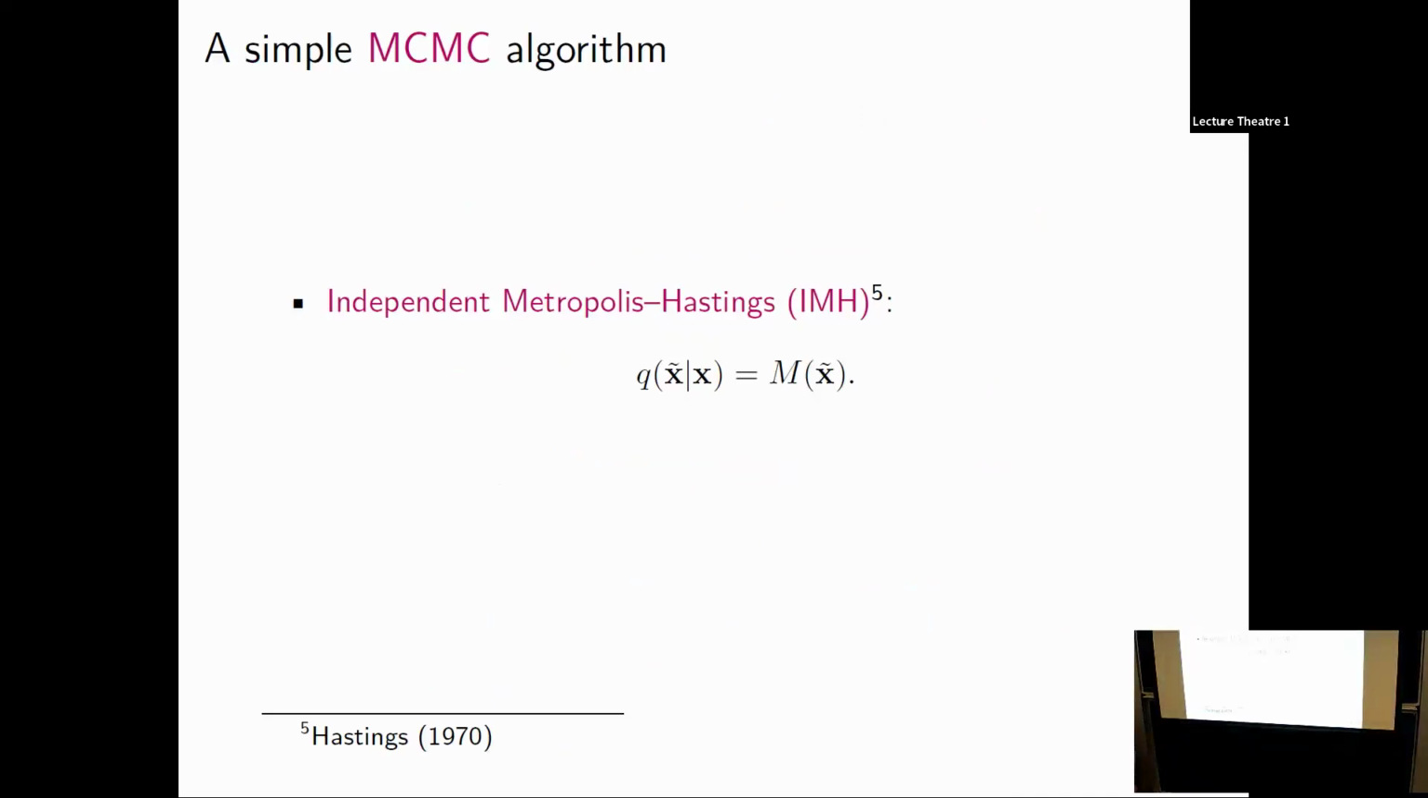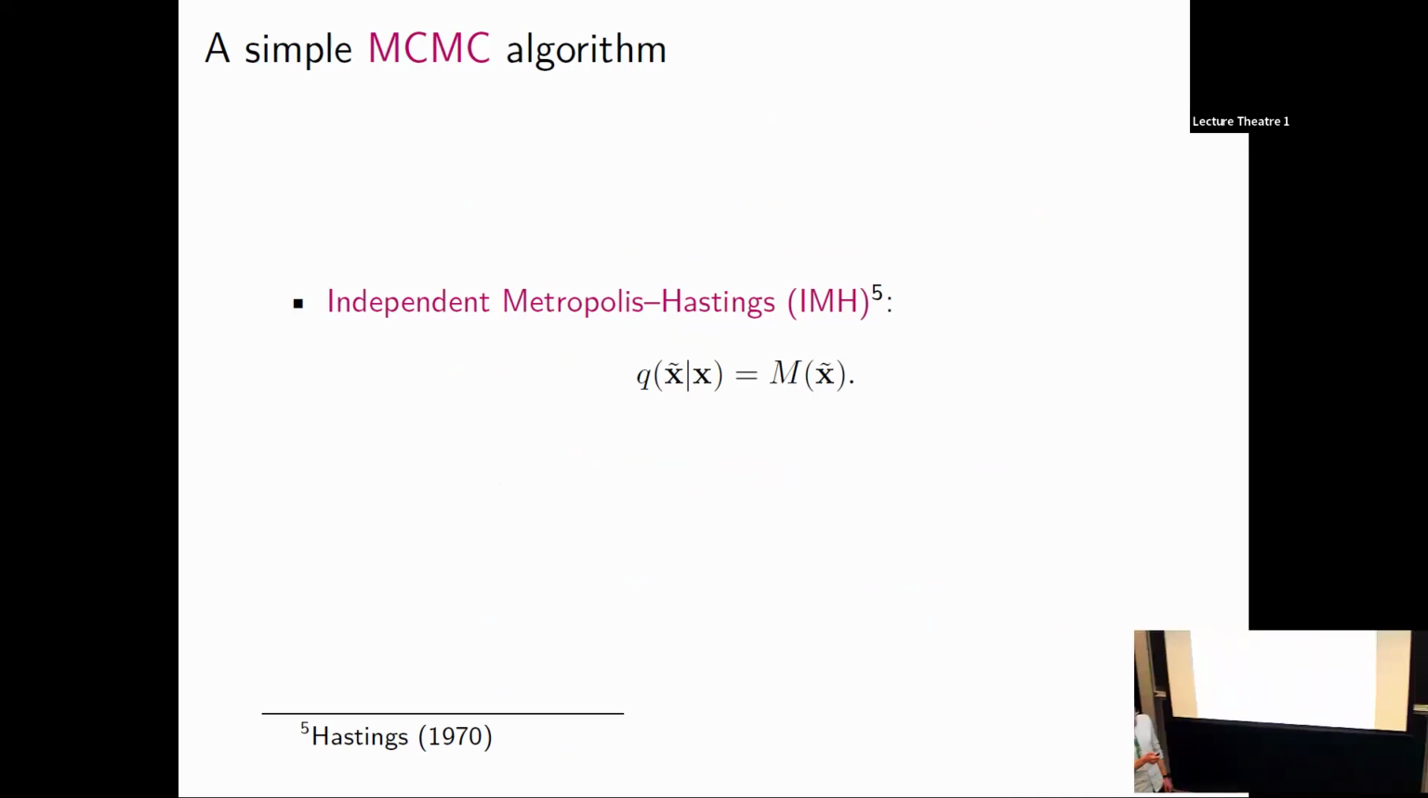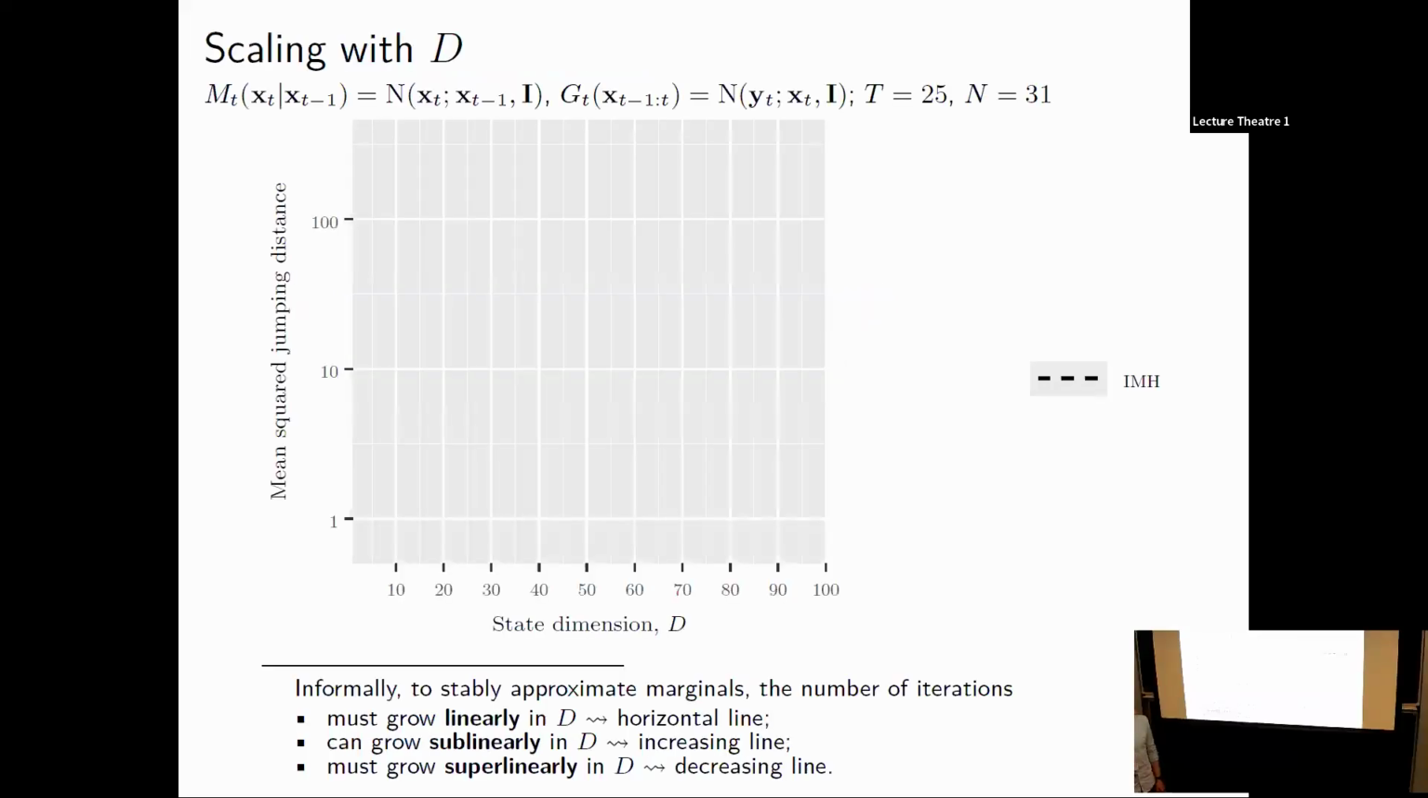Okay, so let's look at some examples of very simple Metropolis-Hastings algorithms. Yeah, so you all know this one, the independent Metropolis-Hastings algorithm, where we just propose from the prior. And okay, here is a slide that I will keep showing you throughout this talk. So what do we have here? Here I will show you a simple linear Gaussian state space model, with transition densities like this and observation densities like this, with 25 time points.